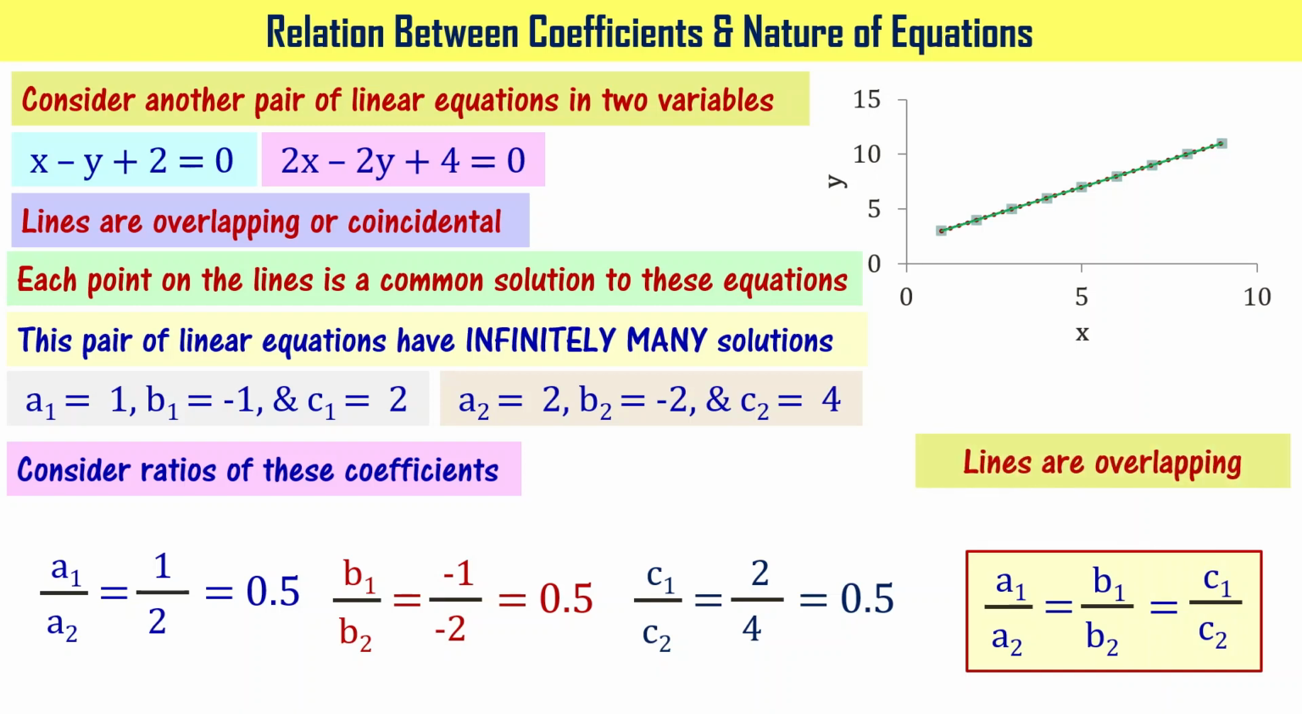When lines are overlapping, you will have infinitely many solutions. In that case, the coefficients relate as a1 by a2 equal to b1 by b2 equal to c1 by c2. Please take a note of this. Let's take a look at an application problem.